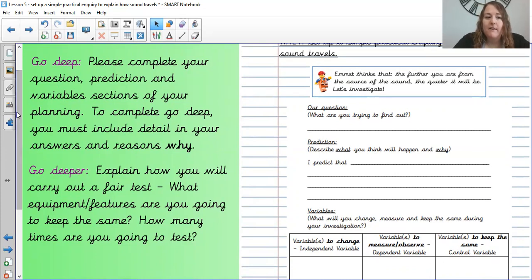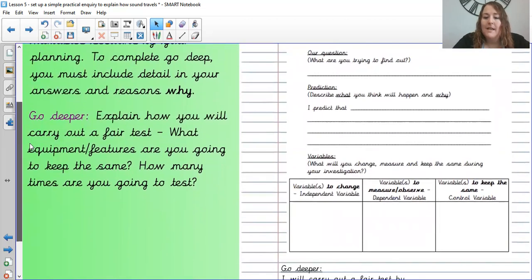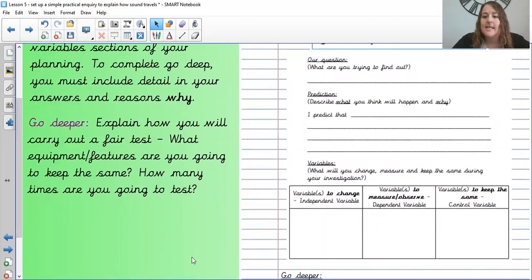Then finally, your variables section. What will you change, measure, and keep the same during your investigation? So remember, your variables, your independent variables, this first box, what do you need to change? So what are we doing first of all? What will we be doing second of all? That's one of the things we're changing. The dependent variable, what will you measure, observe? Maybe it's going to be how loud the sound is. Maybe it's going to be how clear it is, how far away you might be potentially.